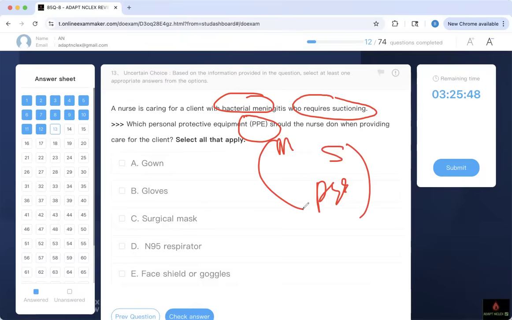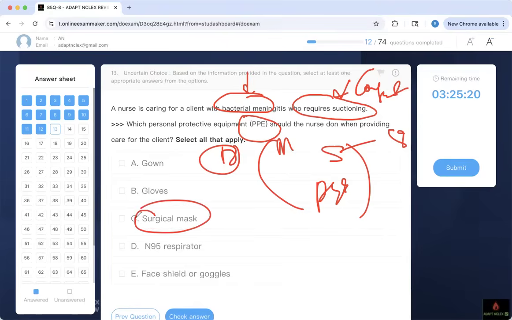And I said, hey, meningitis, what do I need? It's a droplet precaution. Okay. Suction, what do I need? Protect my face. There's aerosol going to my face. I've got to protect my face and my body. Therefore, what do you think we have? Bacterial meningitis, even though it's droplet, when you're providing suction, you've got to do what? Contact precaution in addition. What do you need for droplet? I need a surgical mask.